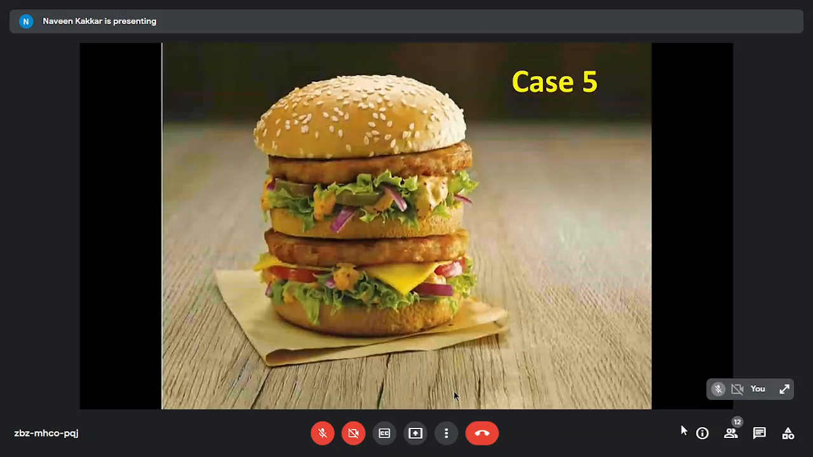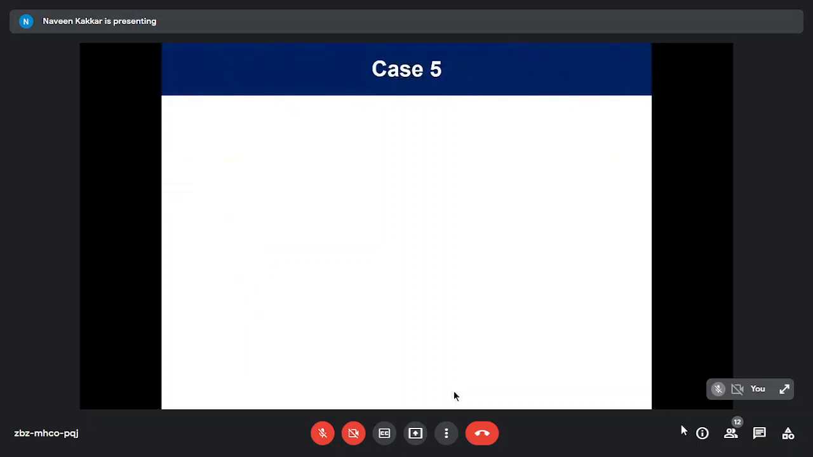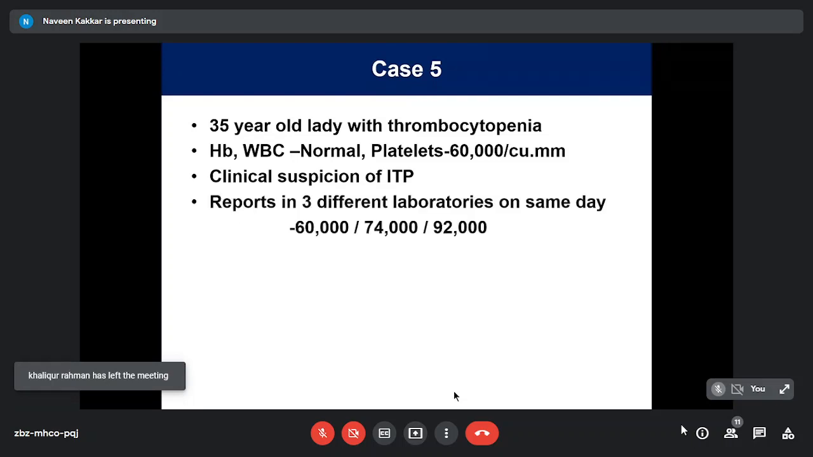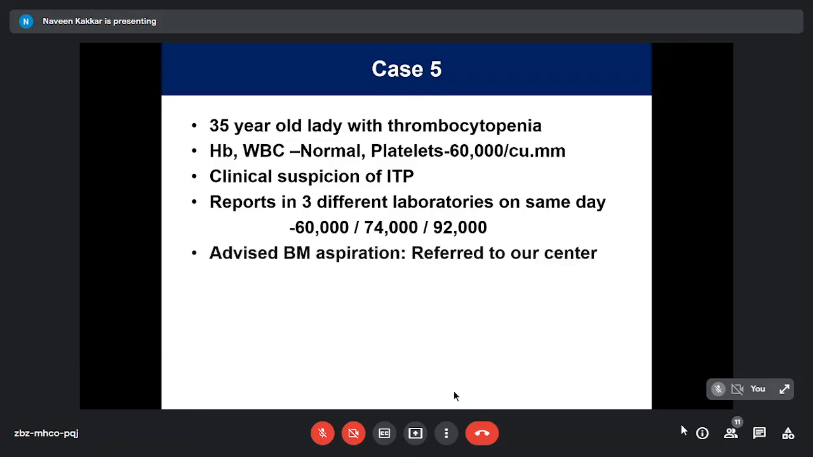Case 5, you know of the Maharaja or the Big Mac burger, related to that. So a 35-year-old lady with thrombocytopenia. Her hemoglobin and WBCs were normal, platelets were 60,000. There was a clinical suspicion of ITP. Reports in 3 different labs on the same day were 60,000 in the first one, 74,000 and 92,000, varying counts. She was advised bone marrow aspiration and referred to our center.